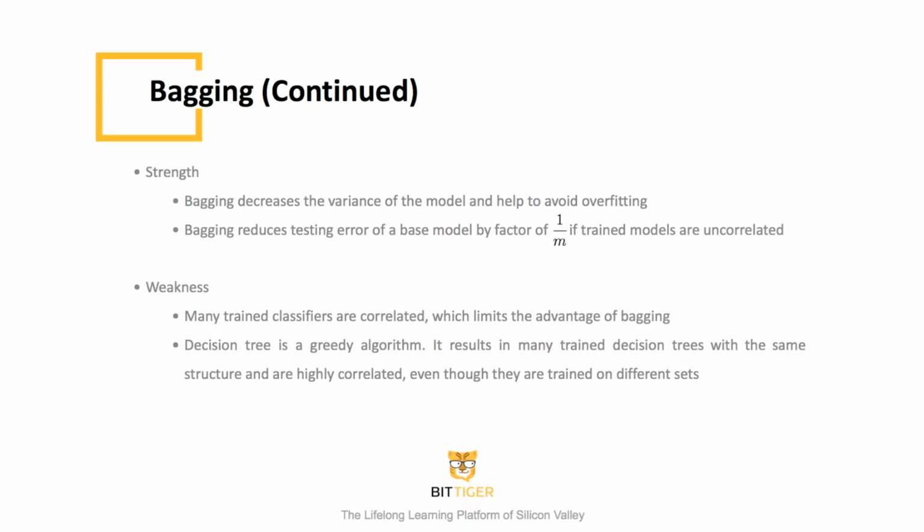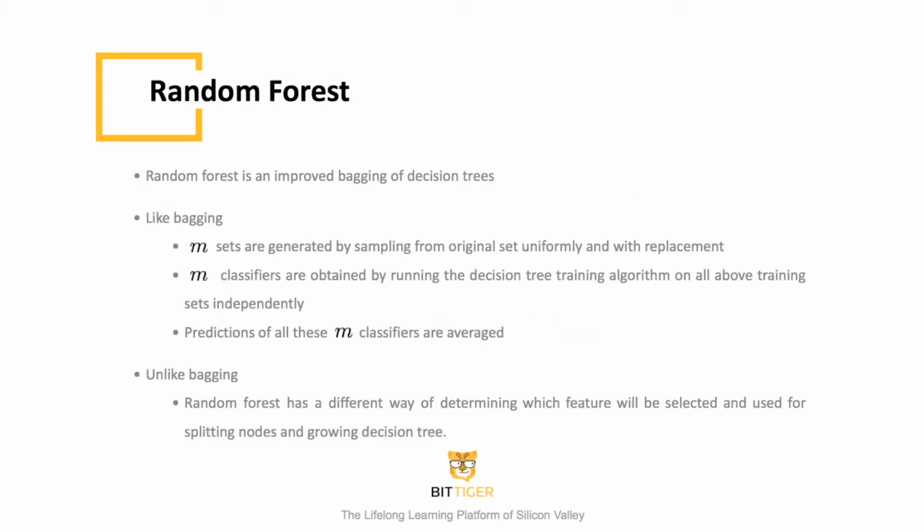Bagging decreases the variance of the model and helps to avoid overfitting. It reduces the testing error of a base model by a factor of 1 over M if the trained models are uncorrelated. However, trained models are always correlated, which limits the advantage of bagging. In addition, the decision tree is a greedy algorithm. It results in many trained decision trees with the same structure that are highly correlated, even though they are trained on different sets. Random forest is an improved bagging of decision trees.